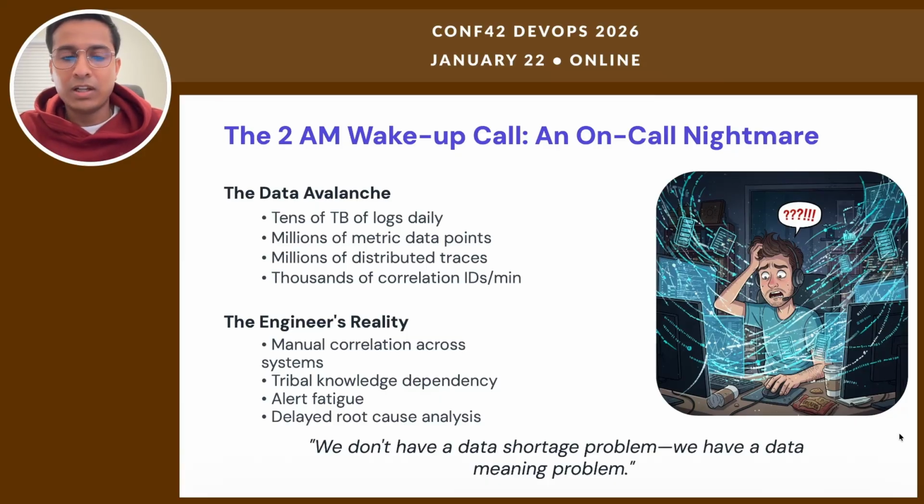What we struggle with most is manual correlation across systems, tribal knowledge dependency, alert fatigue, and delayed root cause analysis. From what we have seen so far in our careers, we don't have a data shortage problem, because data today is not the scarce commodity, but we have a data context or meaning problem. And that's what I'm going to solve with my proposed new architecture, converting observability from a reactive standpoint to a more proactive and measured approach.